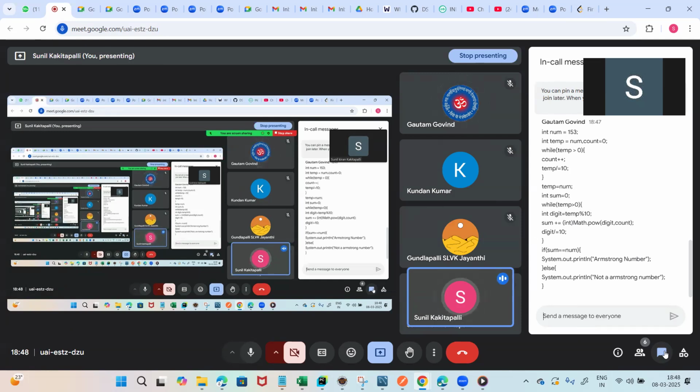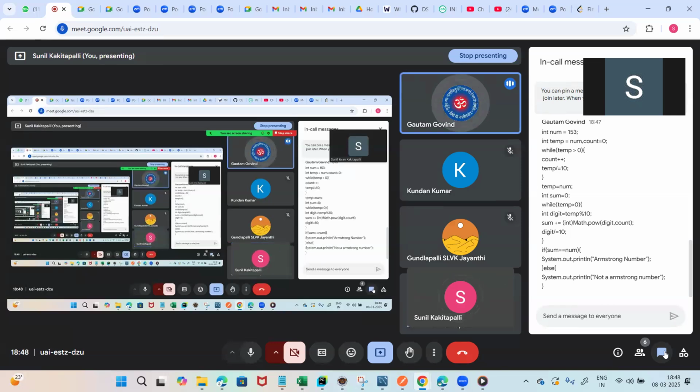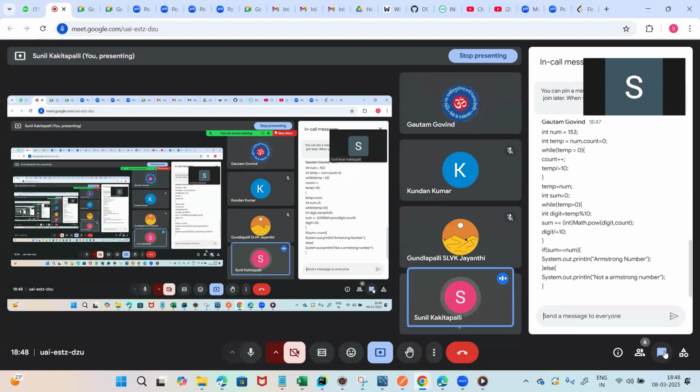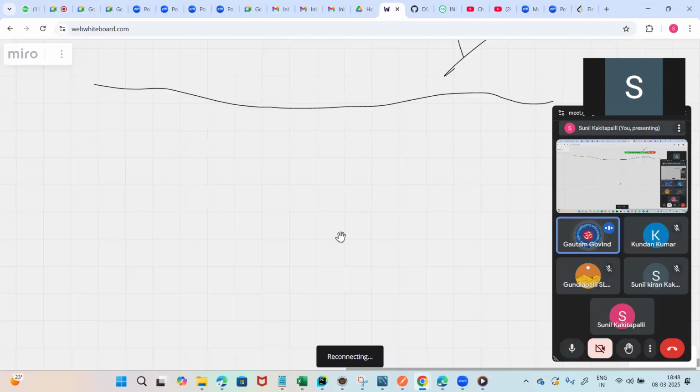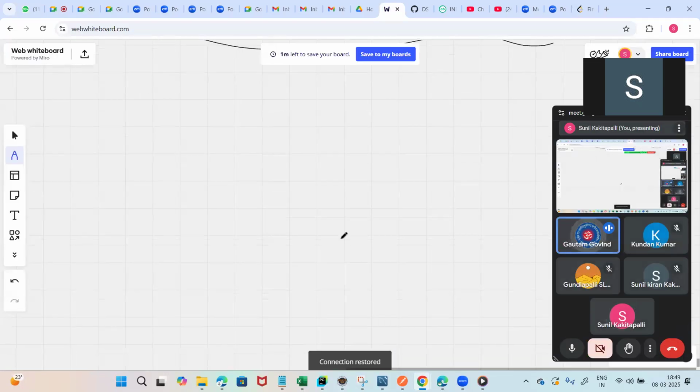Gautam, what I am trying to say, assume the number has only three digits. Don't take the general case in the beginning, people will get confused. If you are already aware of that one, you can go for a general case, but I suggest go for a three-digit number. Clear, Gautam?